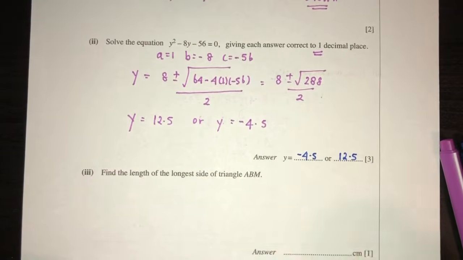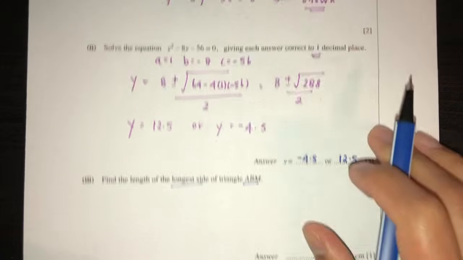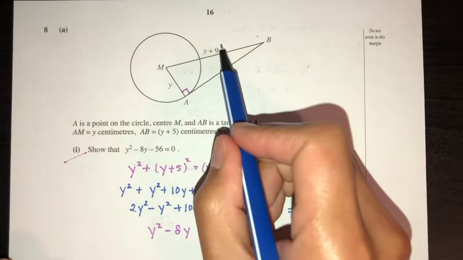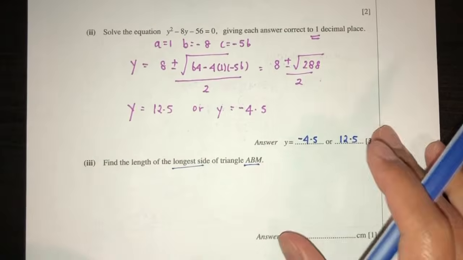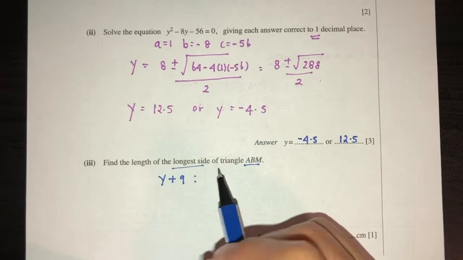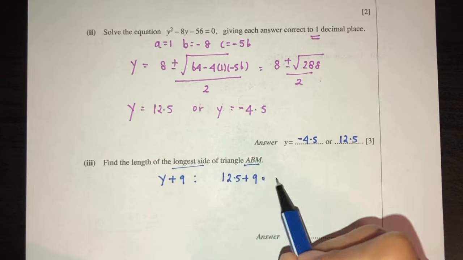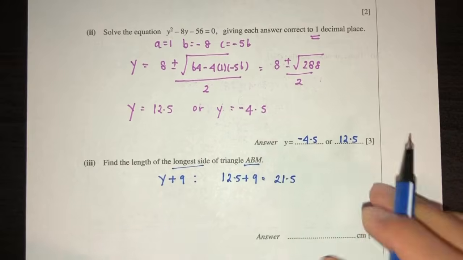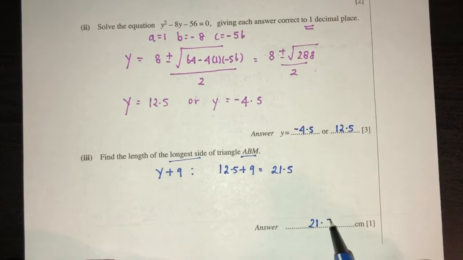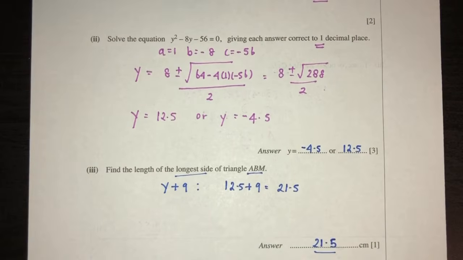Now for part 3, find the length of the longest side of ABM. Which one is the longest side? That will be y plus 9. So y will be 12.5, plus 9. That will be 21.5. That will be part 3. Now let's move on to part B.